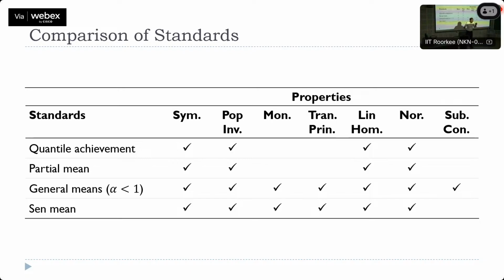They don't capture. The 10th percentile and 90th percentile would not capture. So they do not satisfy this. So if you are interested in understanding how distribution has changed, you should not use these two methods.